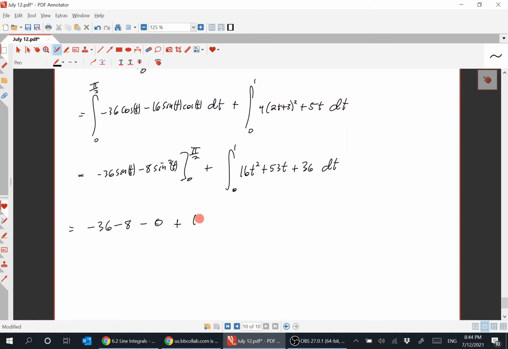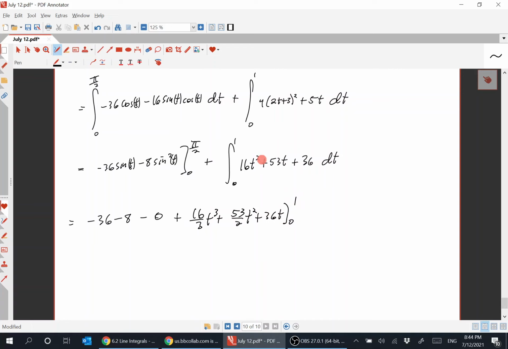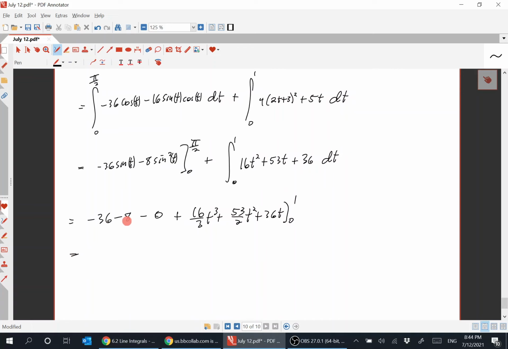Plus, the antiderivative here, 16 thirds t to the third plus 53 halves t squared plus 36t from 0 to 1. So this is minus 44 plus 16 thirds plus 53 halves plus 36. So that's equal to something.